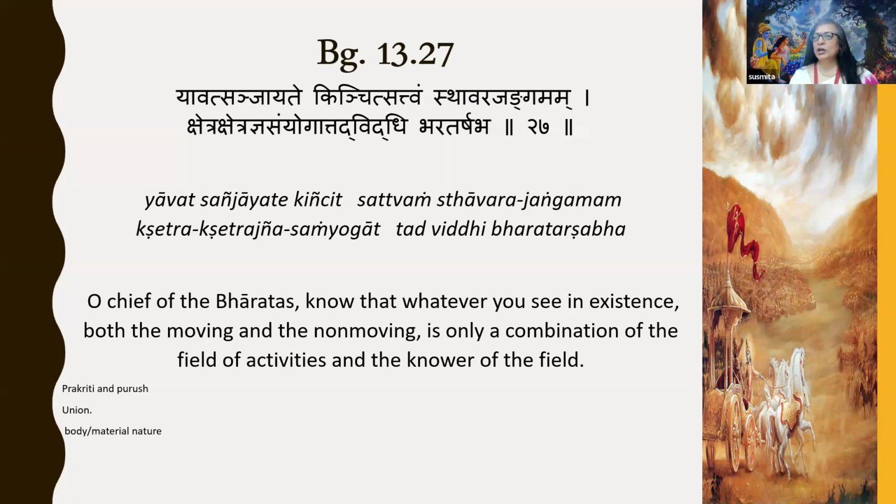It is because of the union of Kshetra and Kshetragya. Kshetra is the body, and Kshetragya is the knower of the body. So it is when the body and soul come together that existence happens, for anything living, moving or non-moving, to get created. The material nature and the soul, the living entity, have to come together. Okay, so let us read the English translation.